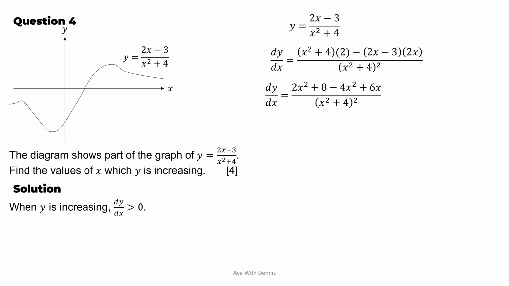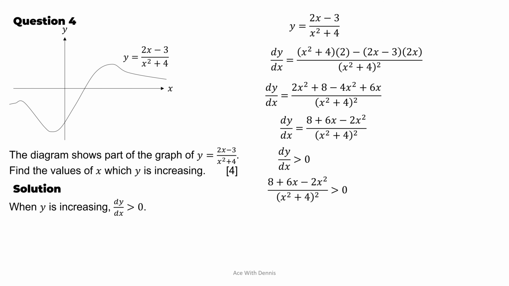Then we simplify. The top is 2x squared plus 8 minus 4x squared plus 6x, over (x squared plus 4) squared. And we get (8 plus 6x minus 2x squared) over (x squared plus 4) squared. Since it is an increasing function, dy over dx is greater than 0. Substitute: (8 plus 6x minus 2x squared) over (x squared plus 4) squared greater than 0. We know that the denominator (x squared plus 4) squared is always greater than 0. Therefore, 8 plus 6x minus 2x squared must be greater than 0.